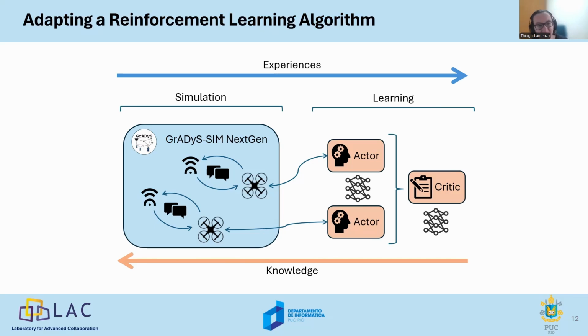So in summary, we have a simulation, and we use the simulation to collect experiences, and those experiences get fed to a learning algorithm that acquires knowledge from these experiences and then feeds the knowledge back into the simulation, where the agents will now behave in a more appropriate manner to maximize long-term rewards.